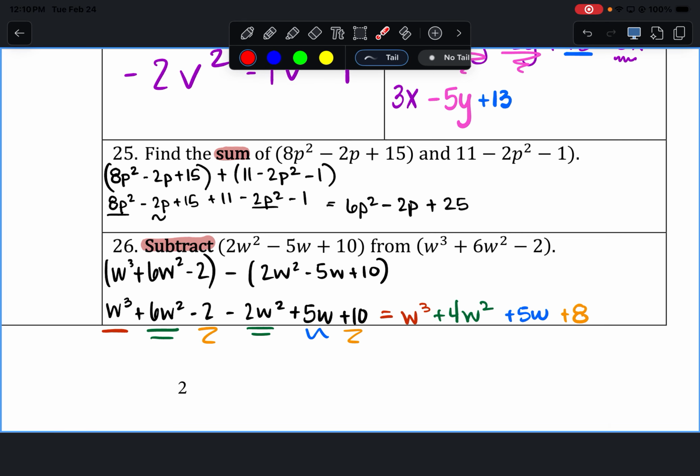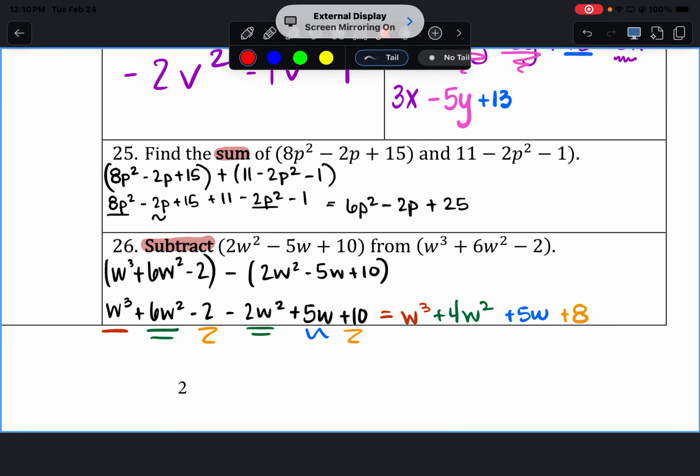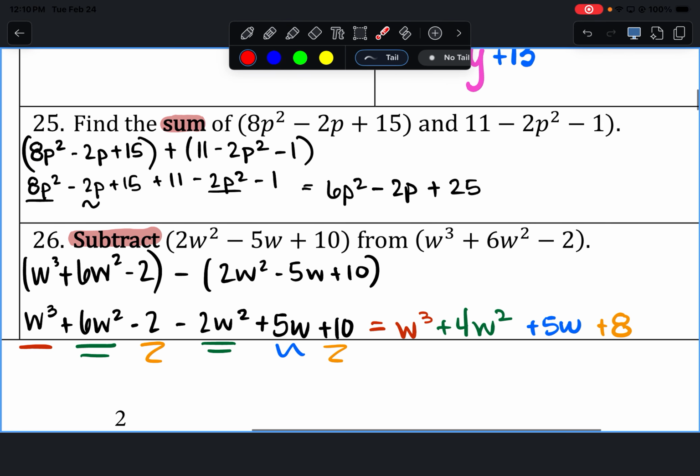Let y'all have a second to check those two questions that y'all just did. And then we're going to go ahead and move to 7.2. Okay, so I will highlight the answers for y'all. Once you get those checked, we're going to go ahead and go to 7.2.